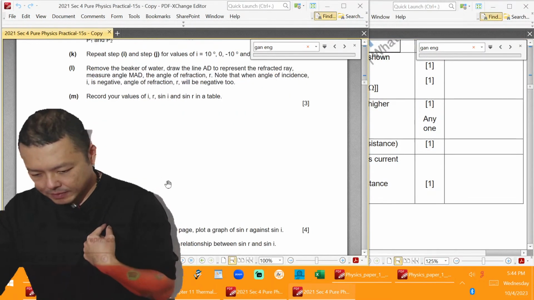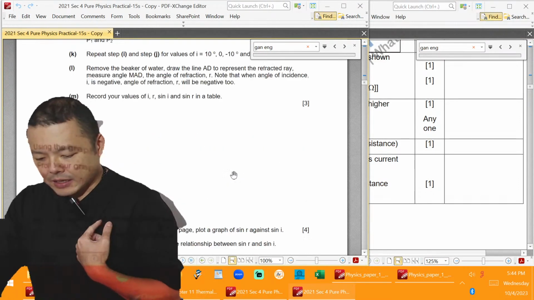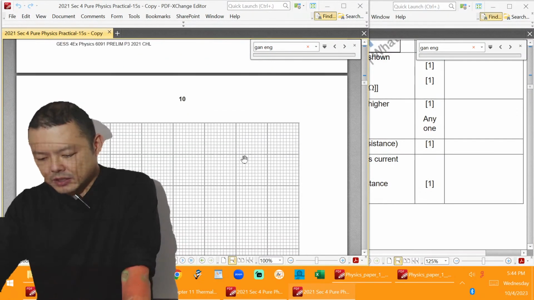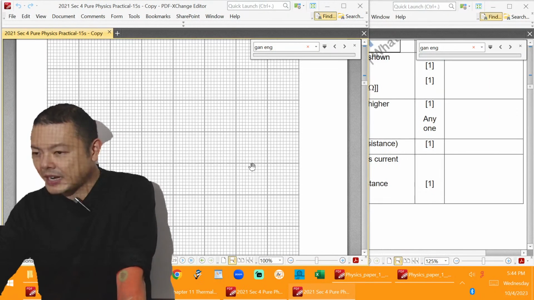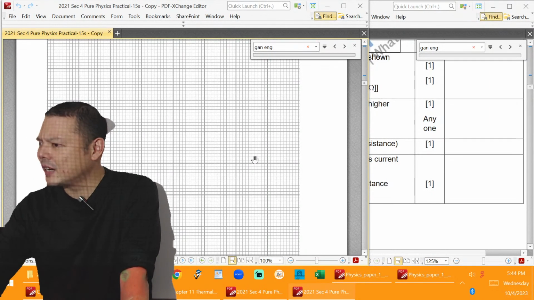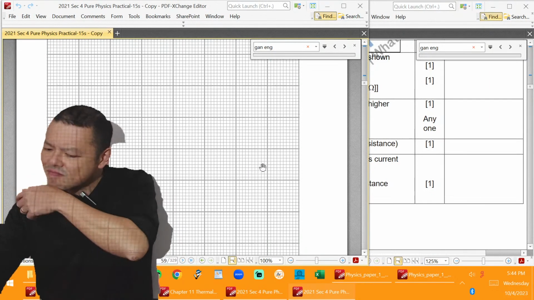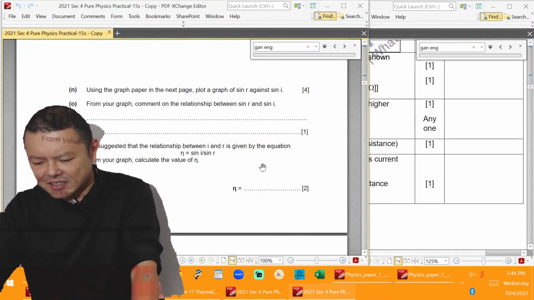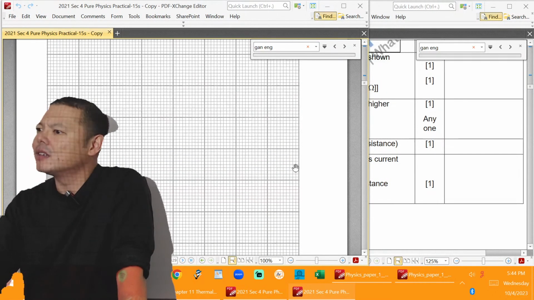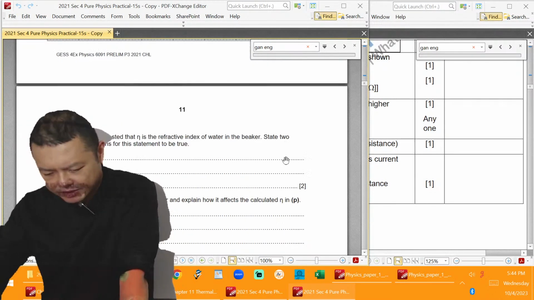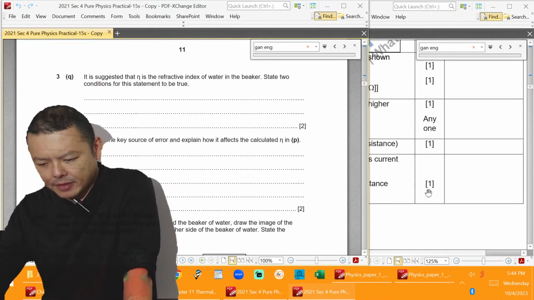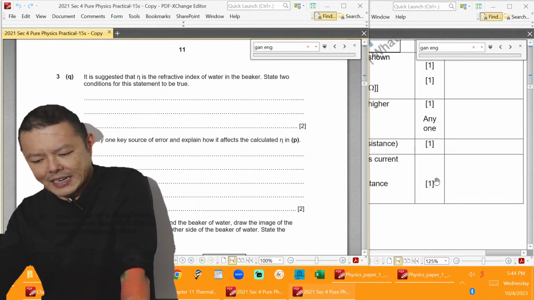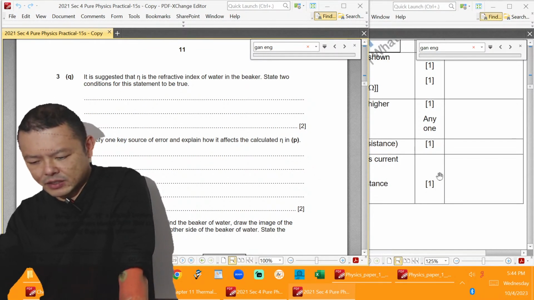They ask you to plot, no issues. Describe. Okay, can. Sin i, sin r. You expect to see, if you plot sin i against sin r, a proportional graph, right? A straight line. Okay, so there you go. Suggest that n is the refractive index of water in the beakers. State two conditions for this statement to be true.